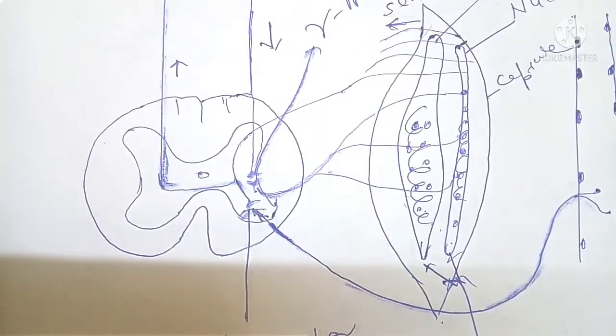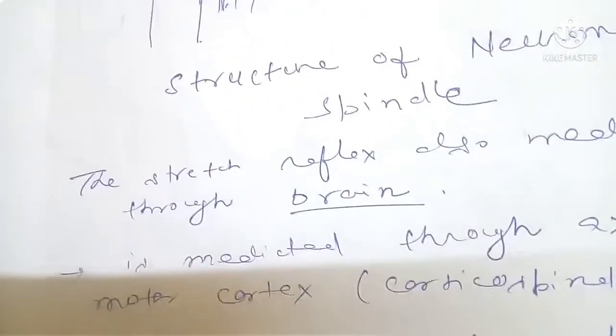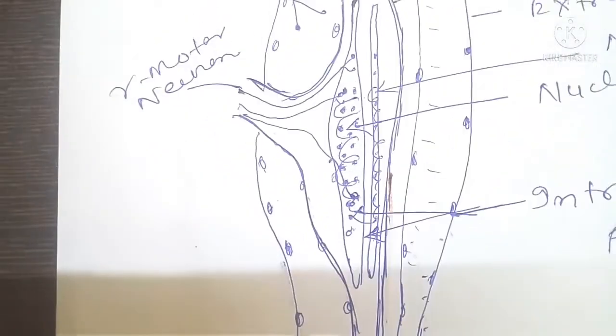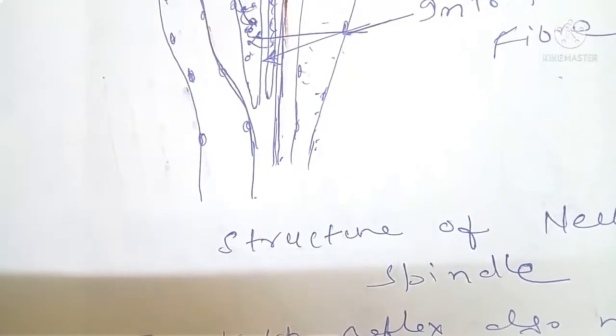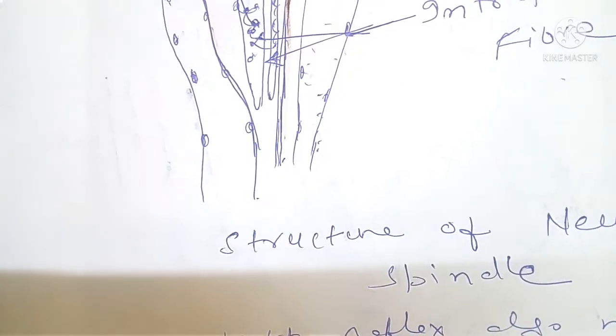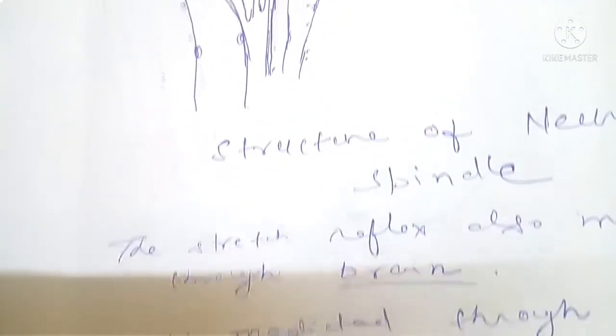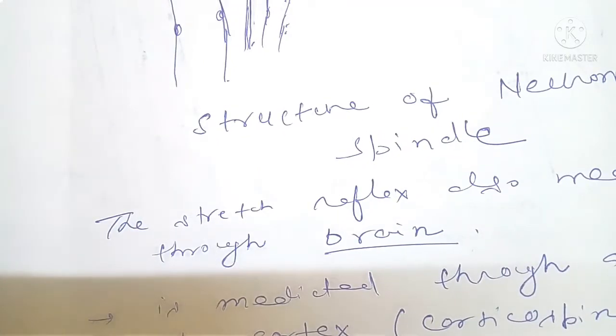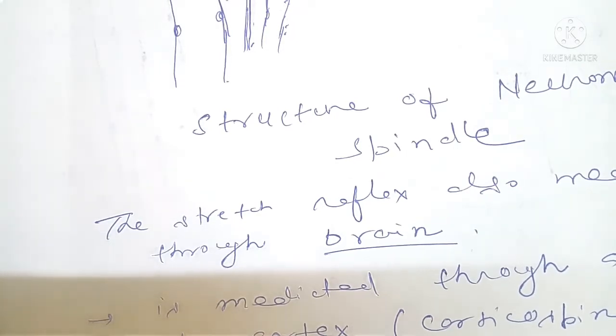I will now discuss how the stretch reflex is also mediated through the brain. The stretch reflex is mediated through the axons of the motor cortex in the corticospinal tract. During large muscle contraction, the spindle becomes loose and is unable to send signals.